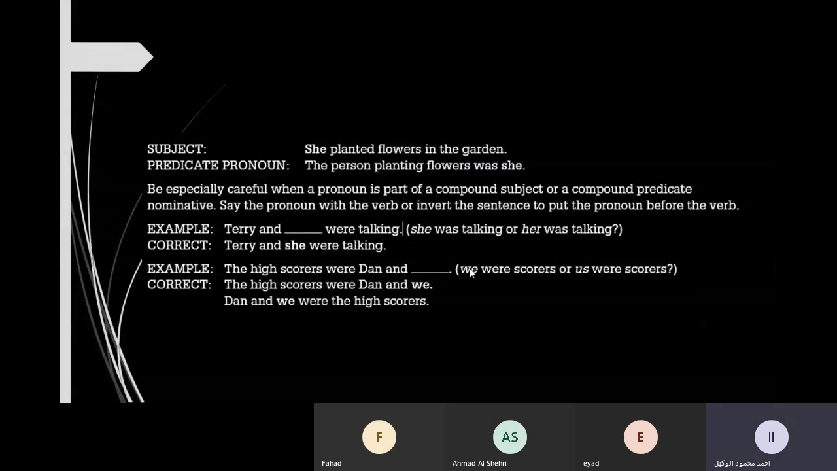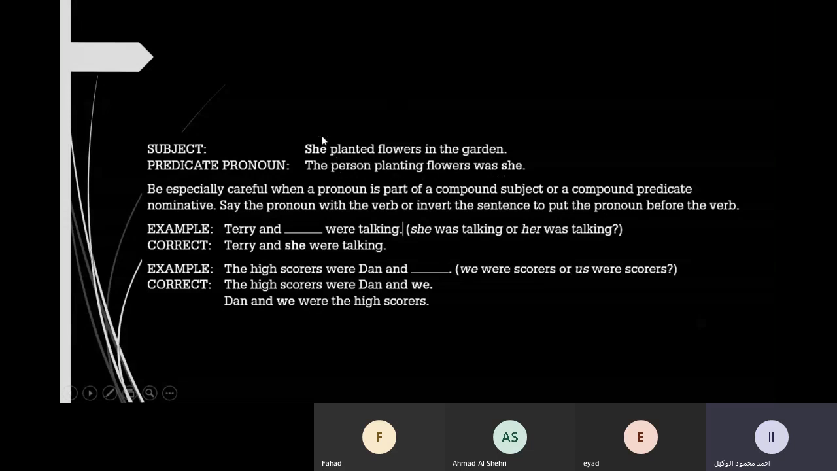For example, guys, we have here a subject like she planted flowers in the garden. She planted flowers in the garden. So she here is the subject pronoun. The nominative case here is the pronoun she, which is the subject of the sentence. The predicate pronoun: the person planting the flowers was she.